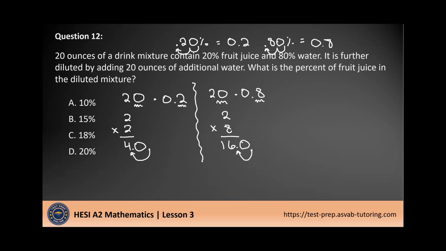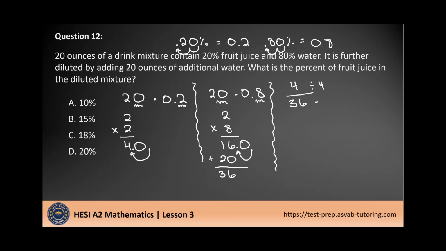In the second sentence, we learned that our drink was diluted by adding 20 ounces of additional water. So we're going to add 20 right here. So 36 ounces of water. What is the percent of fruit juice in the diluted mixture? So now we're going to be comparing that same amount of fruit juice, because that didn't change, to the new amount of water and figuring out what our new percentage is. So we had 4 ounces of juice in 36 ounces of water.